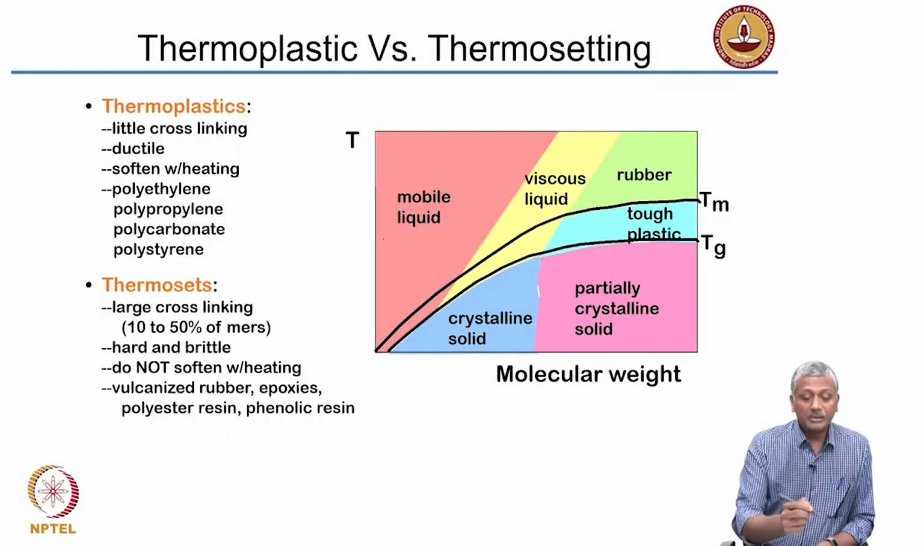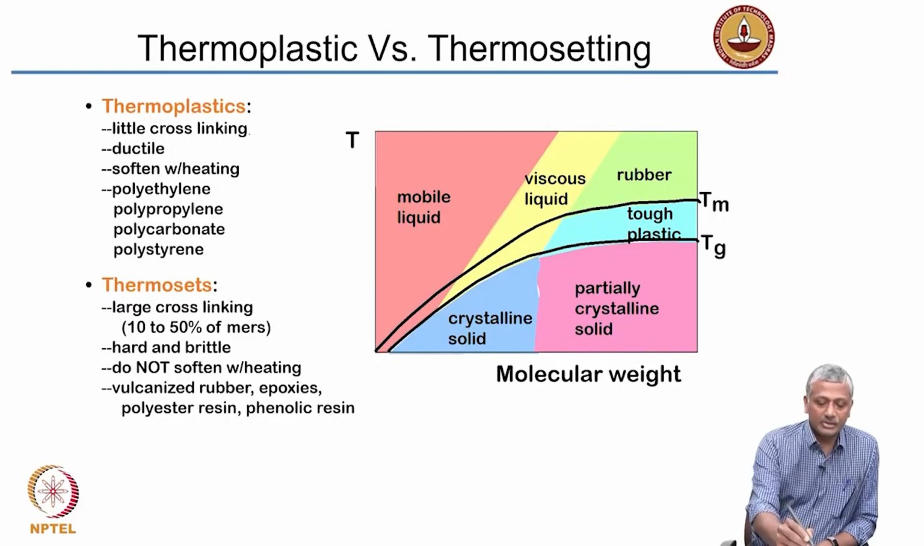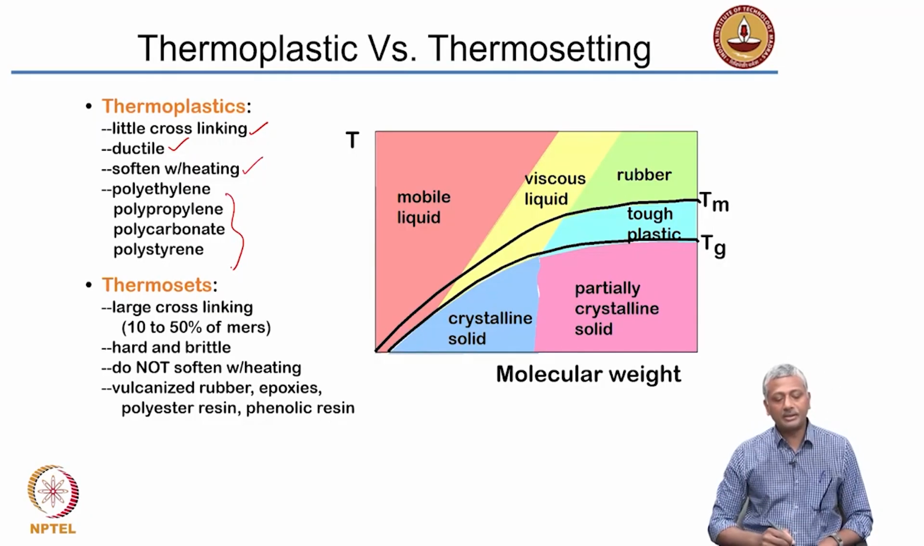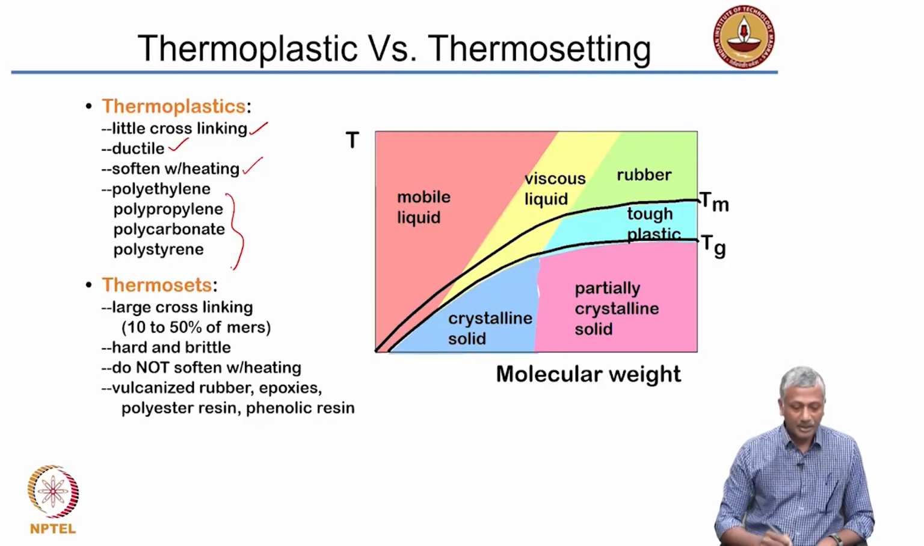Okay? So, in thermoplastics, as we said, there is little cross linking. These are highly ductile, they will show very large levels of deformation before failure. These soften with heating, they start flowing with heating. So, these are the examples provided of the linear and branched copolymers.